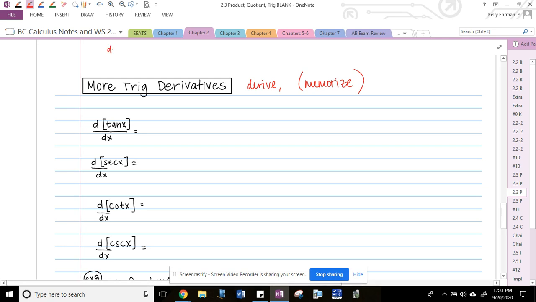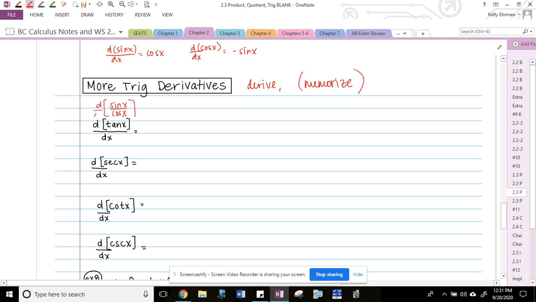Remember, the ones we know already are the derivative of sine x with respect to x is cosine x, and the derivative of cosine x with respect to x is equal to negative sine x. So remember that we already learned these two. Those should definitely be memorized. The derivative of tangent x, well, remember tangent can be rewritten as sine x over cosine x.